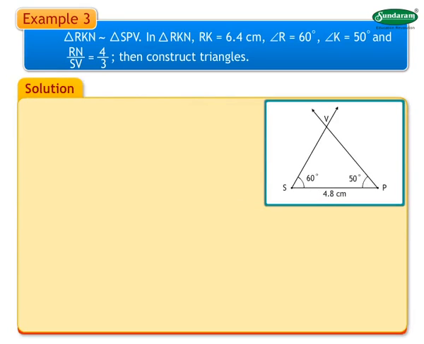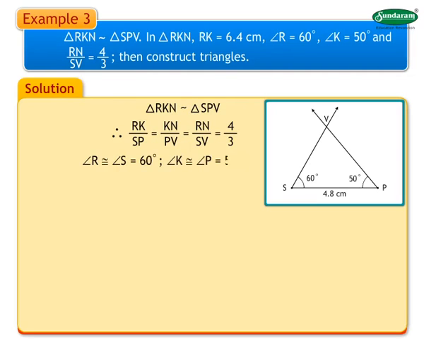Solution. It is given that triangle RKN is similar to triangle SPV. Therefore, RK upon SP is equal to KN upon PV is equal to RN upon SV is equal to 4/3. Here, angle R and angle S are congruent, so their measure would also be same, that is 60 degrees, and angle K and angle P are congruent, so their measure would also be same, that is 50 degrees. Here we got the measure of two angles.